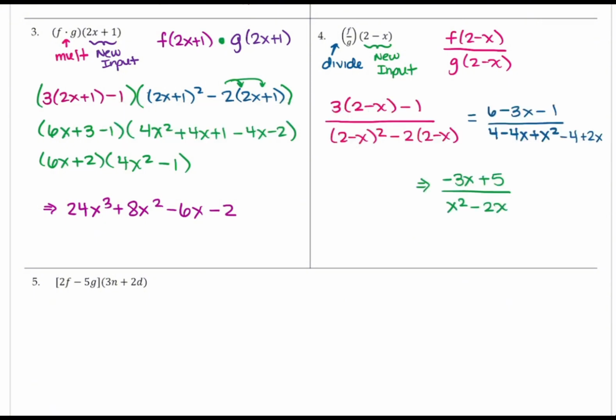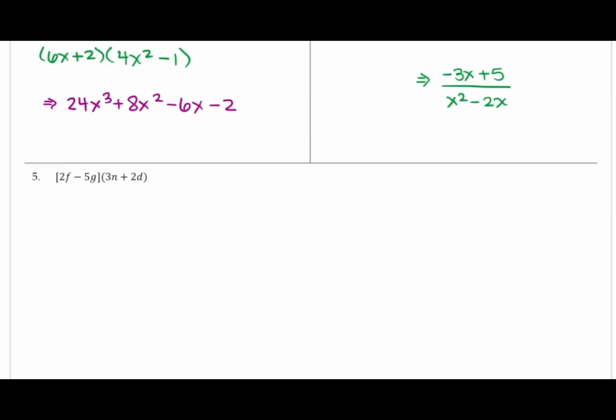All right, so for number 4, final output of negative 3x plus 5 divided by x squared minus 2x. And for our last problem, we have the most complex type of problem that you might see. We have 2 times the f function minus 5 times the g function. So this is the hardest of all.